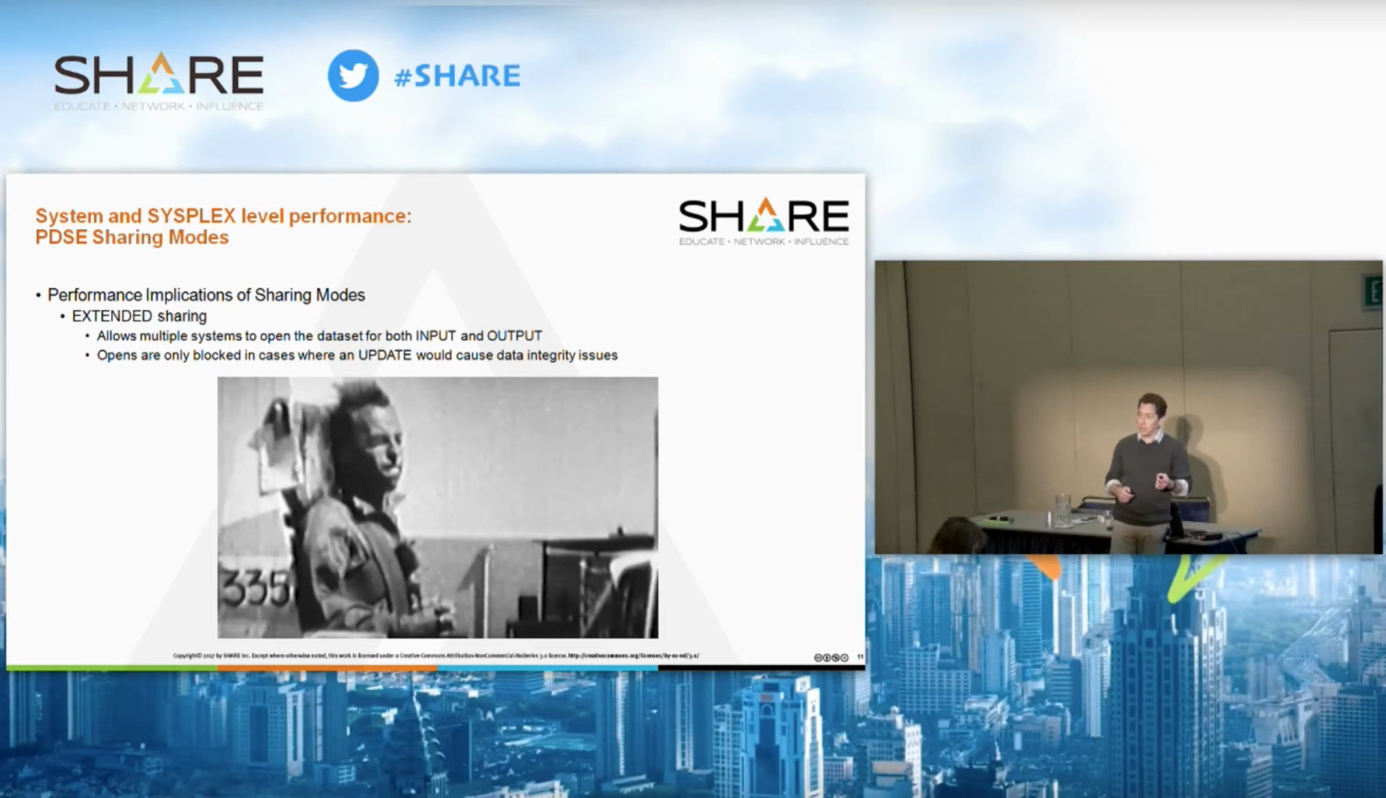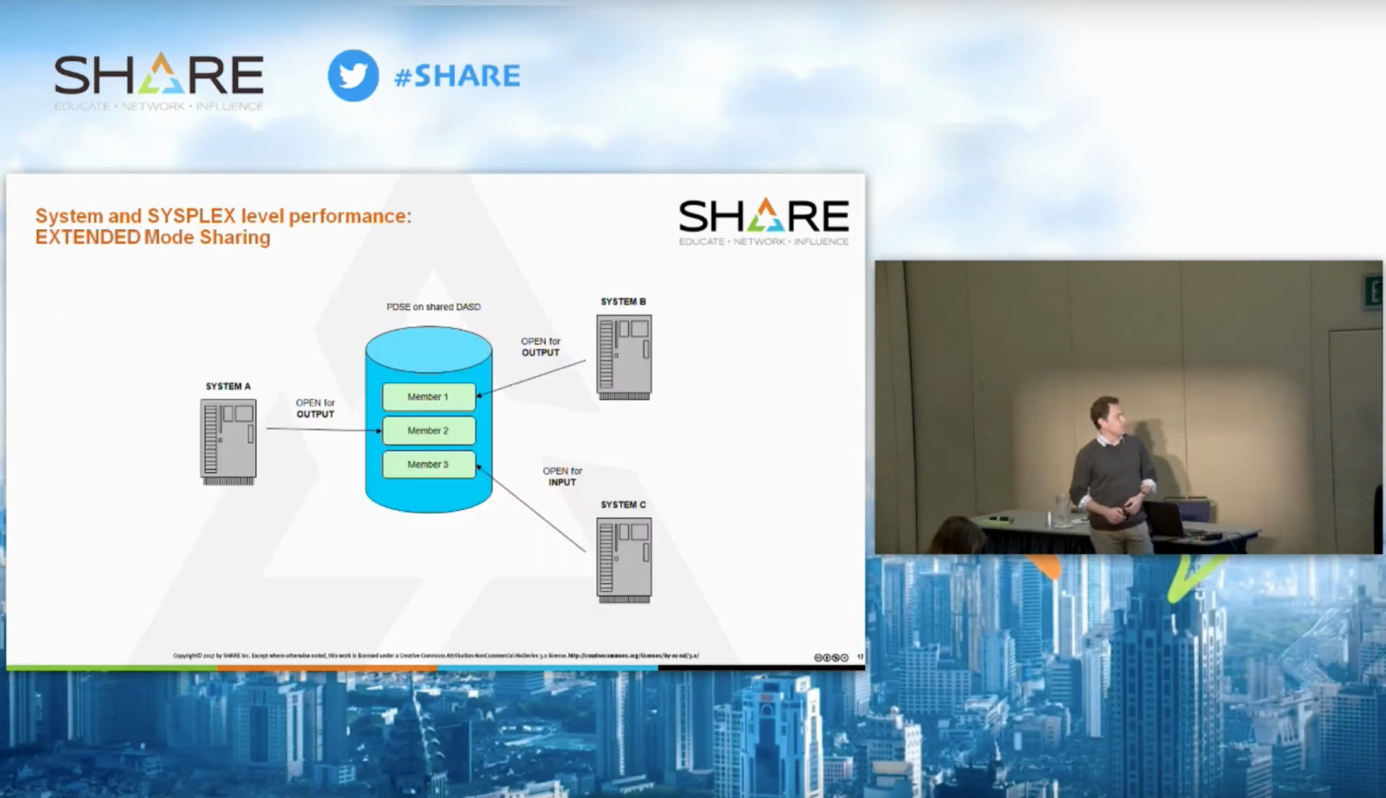The only case where opens would be blocked is where an update is occurring to a member, and we can't access a member where an update in place is going on. That would cause data integrity issues. We can't write and read from the same member at the same time. So here's another diagram. Essentially what you should take away from this is that systems A, B, and C are now all playing nicely with the same PDSE, and notice that they're actually open to particular members because we can share at the member level.